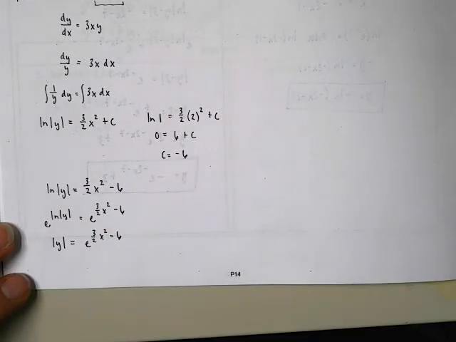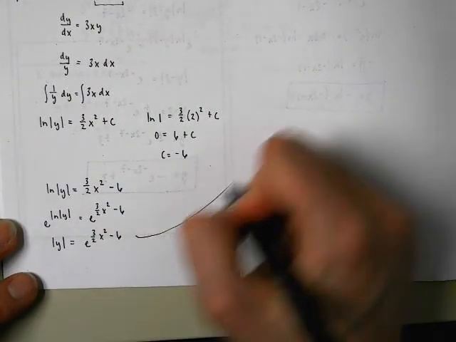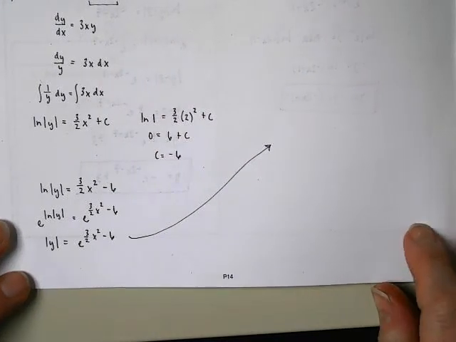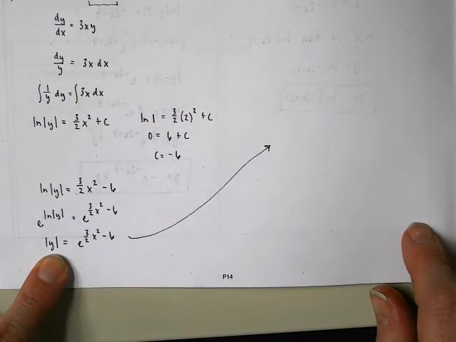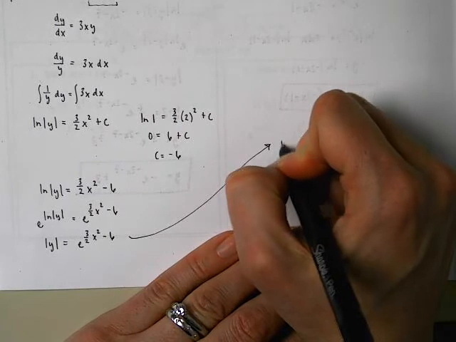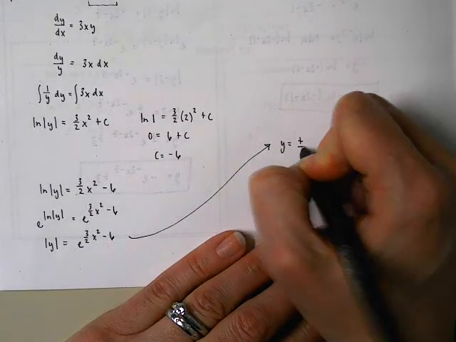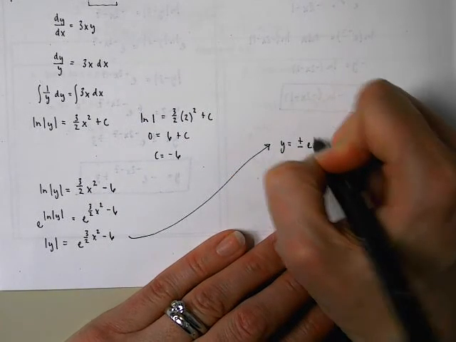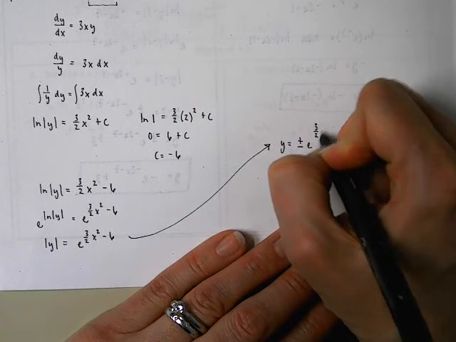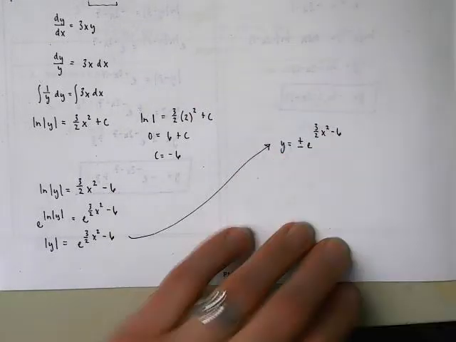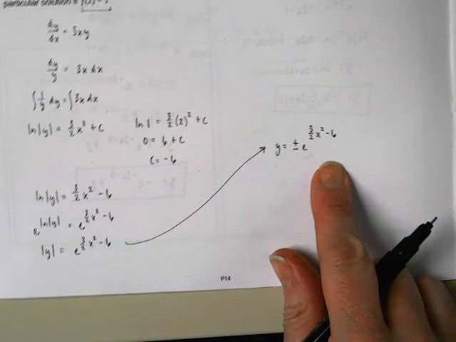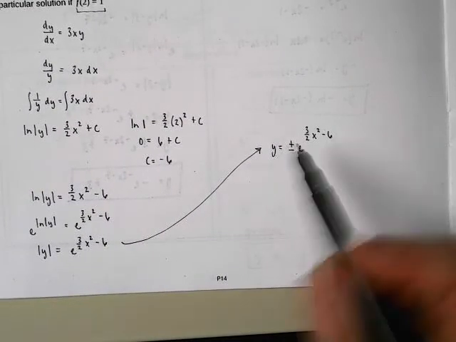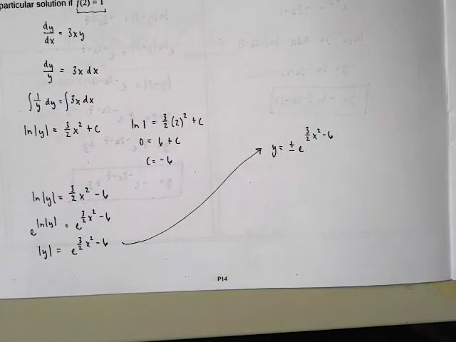Now, I'm going to go over here. In order to be able to drop the absolute value, I know then that y is either equal to plus or minus e to the 3/2 x squared minus 6. And now I have to make a decision. I need to decide whether I should keep the plus or the negative sign.